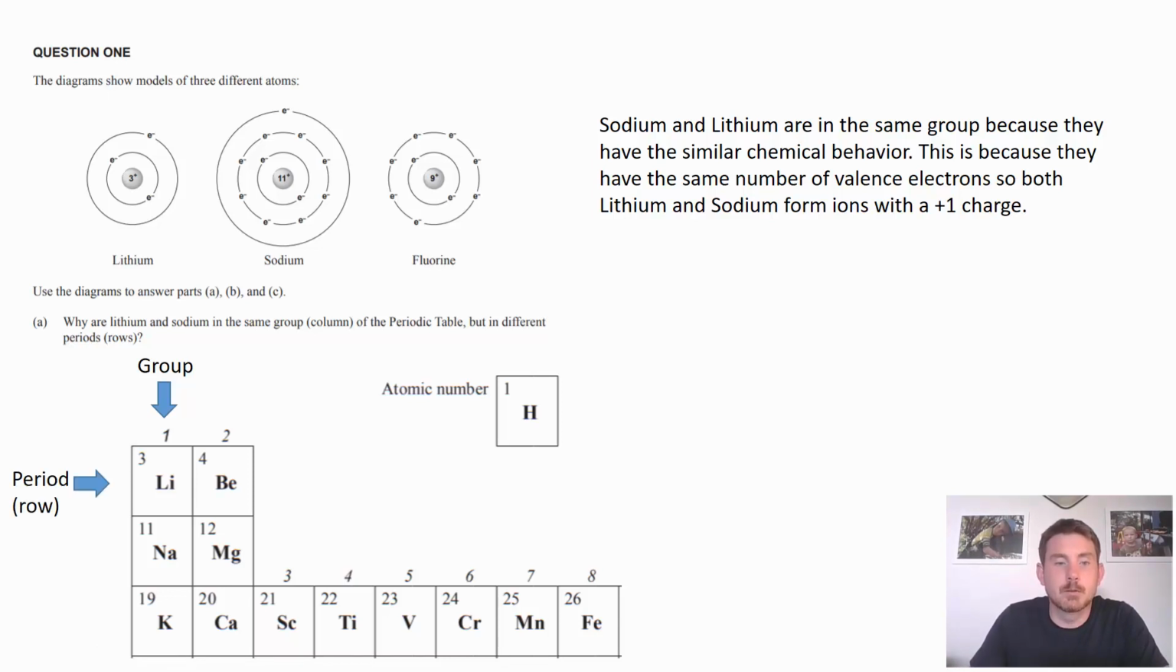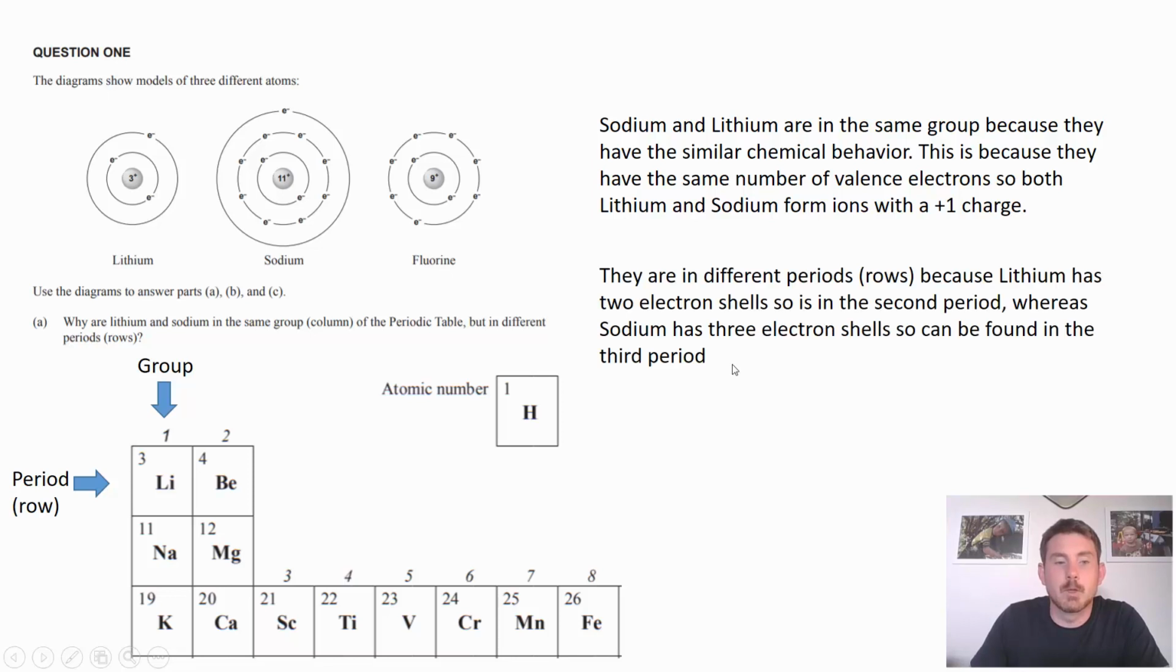But they're in different periods. Well, the periods are different because lithium has 2 electron shells, and the periods relate to the number of electron shells for that atom. And sodium is in the third row, because it has 3 electron shells in its structure. And that answer that I've given would be at about a merit level in terms of the exam.